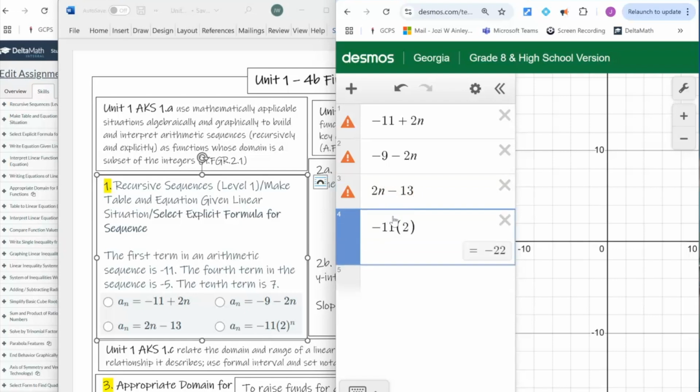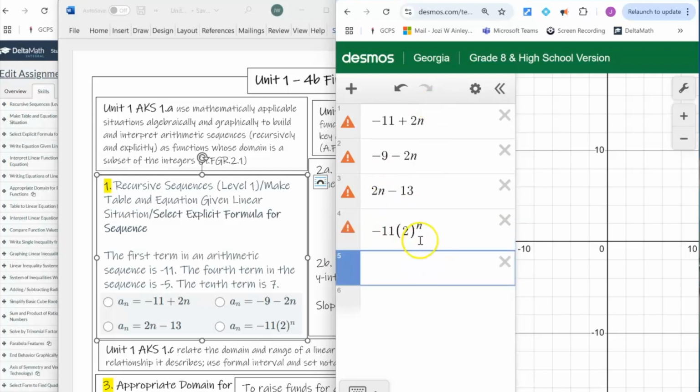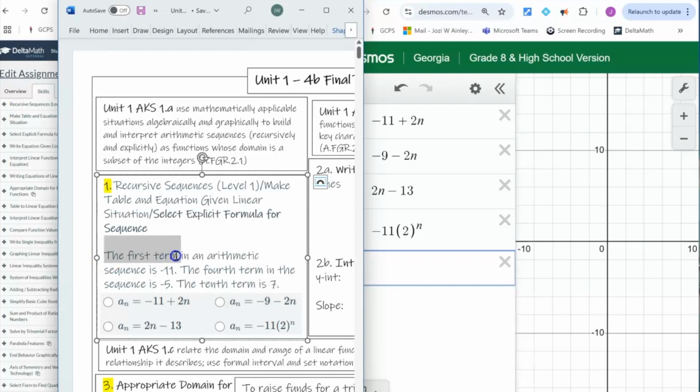And literally just everything after the equal sign, shift 6 to get the cursor on the top. And so make sure your answer choices look like the question. Now, whichever one gives me the first term is negative 11. Now, you need to understand what is a term. All right, so again, a sub n is the nth term, a sub 1 is the first term, and then n is the term number.